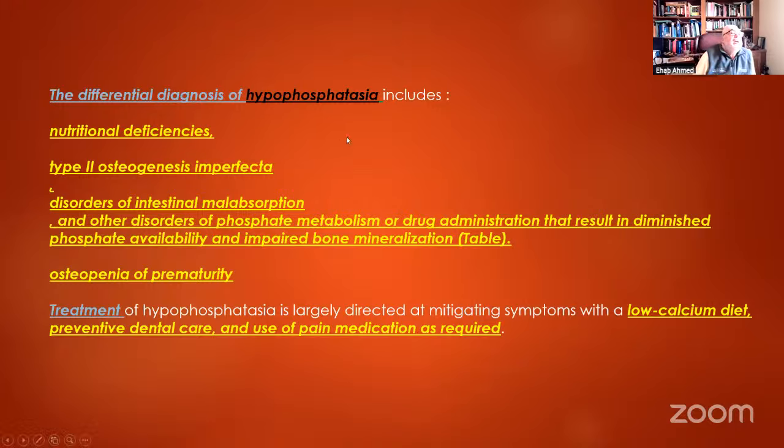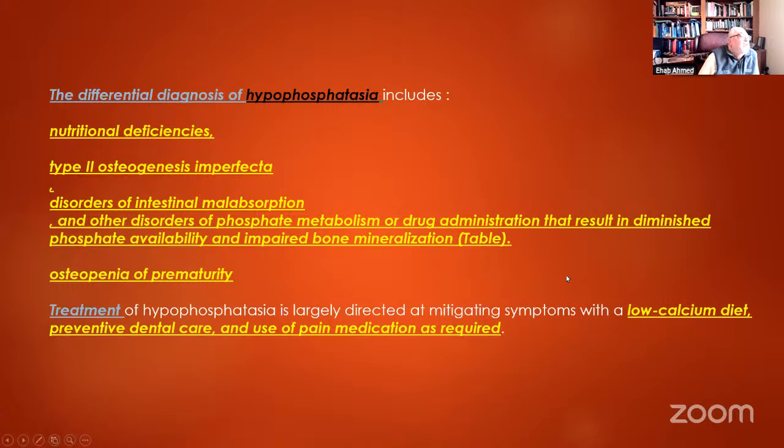Okay, another important issue is what is the differential diagnosis? And you should have started with this list, and then you exclude them one by one. This is the proper way of thinking. Nutritional deficiencies, of course, vitamin D, or if calcium and phosphorus are deficient in the formula in the preterm baby. Osteogenesis imperfecta, type 2, because we have hundreds of types of osteogenesis imperfecta now.